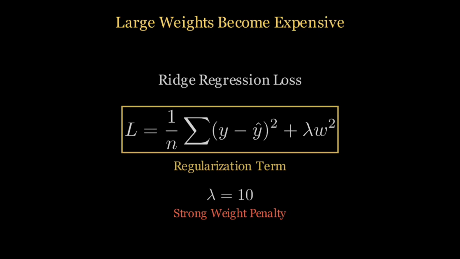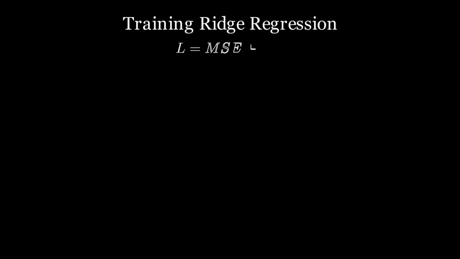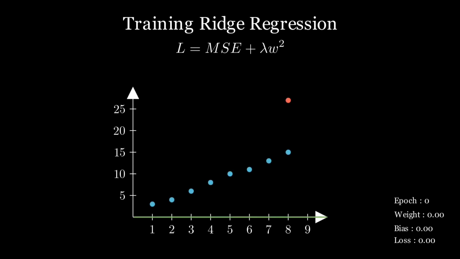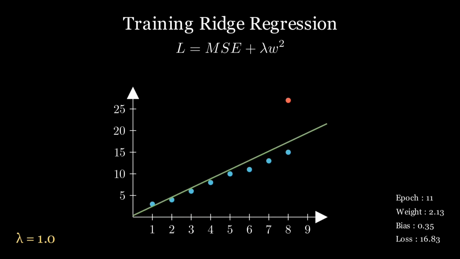Now that we understand the idea behind ridge regression, let's train it on the same dataset and see how it behaves compared to linear regression. Ridge regression uses the same prediction error as linear regression. But now we also add a penalty whenever the weight becomes too large. The model starts with 0 weight and 0 bias. During training, it tries to reduce prediction error while simultaneously keeping the weight small.